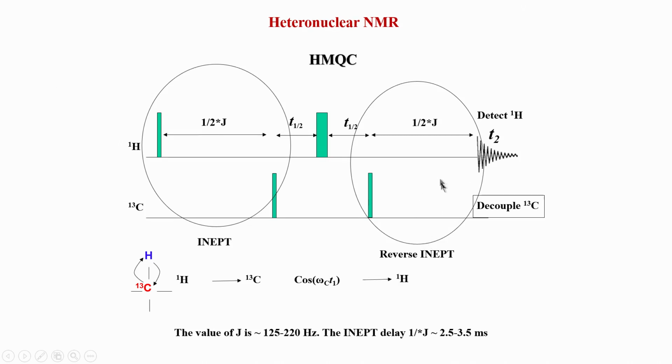Now, during that period, polarization has gone from carbon to proton. The proton is now evolved and detected during T2, and decoupling on carbon is carried out during that period to avoid any J interaction, or to suppress the J coupling. So, you can see this part and this part is similar to HSQC, there is no difference.